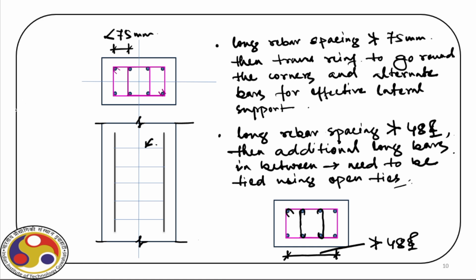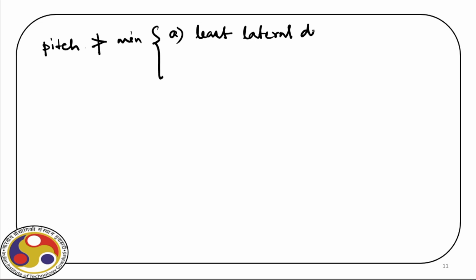So the minimum requirement of pitch or spacing of this tie should not be more than the minimum of the least lateral dimension, 16 times phi of the smallest longitudinal bar, and then 300 millimeter.